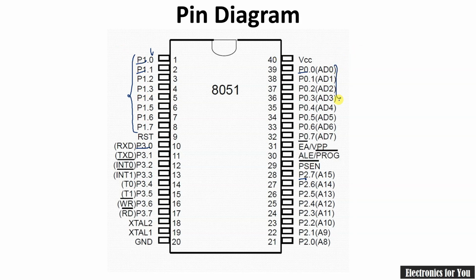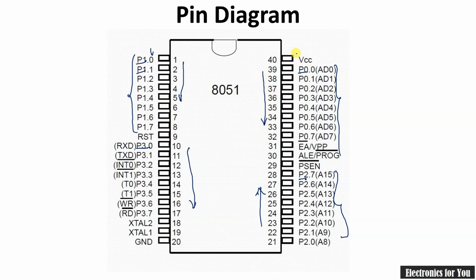This is port 0, then this is port 2, and the sequence for port 2 is like this. For port 1 it is like this, port 3 is again like this, and for port 0 also it is just like this.